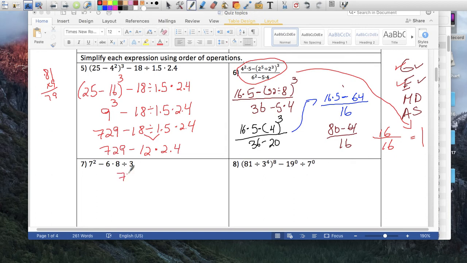So 729 minus 12 times 2.4. I have no idea what that is. And we'll find out. That equals 28.8. I can now subtract both. And I get a final answer of 441. Okay. So I'll do 2 out of the 4 and leave the other 2 for you guys.